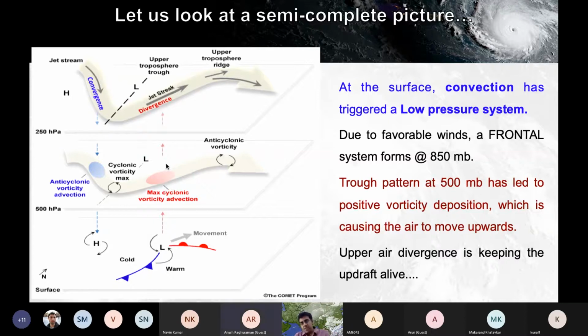Okay, so this is the picture that every meteorologist wants to see from the weather charts. This is what I am looking for. This particular region is what I am looking for.